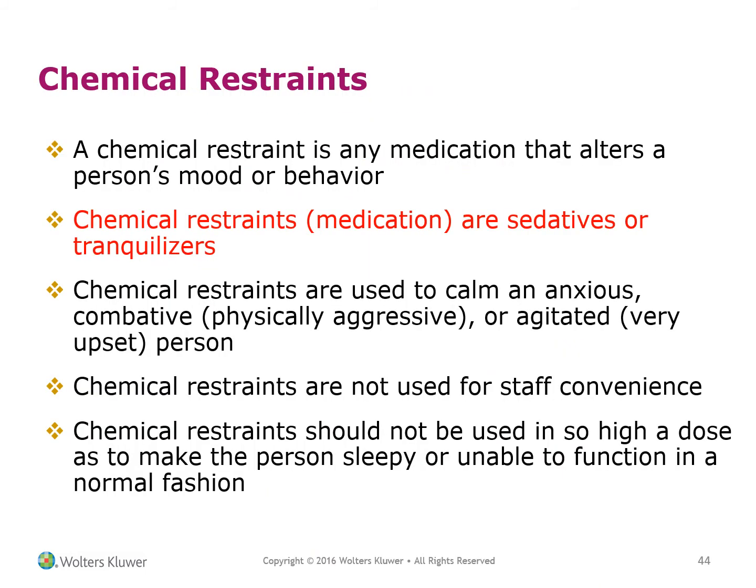Chemical restraints. A chemical restraint is any medication that alters a person's mood or behavior. Chemical restraints, medication, are sedatives or tranquilizers. Chemical restraints are used to calm an anxious, combative, physically aggressive, or agitated, very upset person. Chemical restraints are not used for staff convenience.